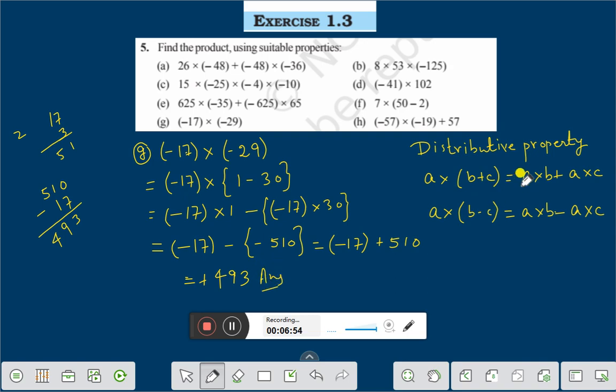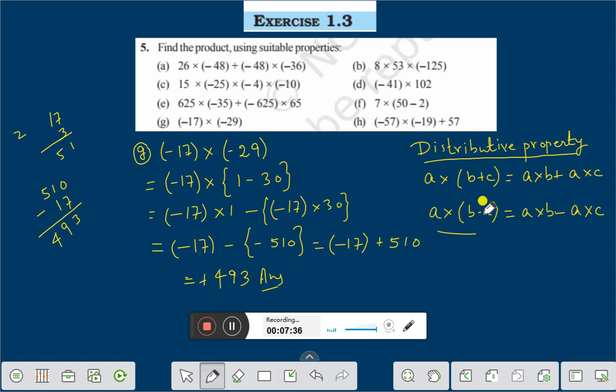Here we have used the distributive property, A into B minus C is equal to A into B minus A into C. We have written minus 29 as 1 minus 30, after that minus 17 into 1 minus minus 17 into 30, and here we are getting 493. Therefore, this is the answer, 493, where we have used the distributive property, A into B minus C is equal to A into B minus A into C.